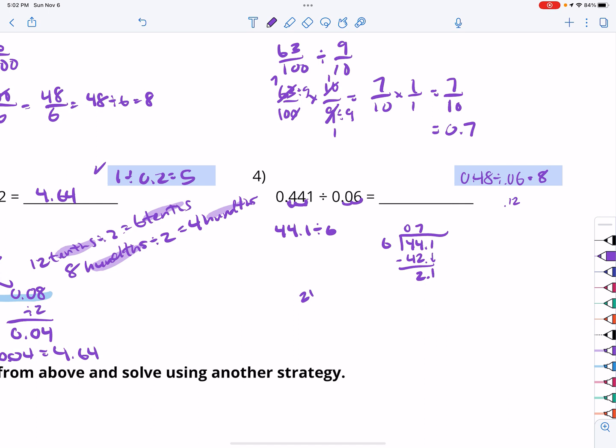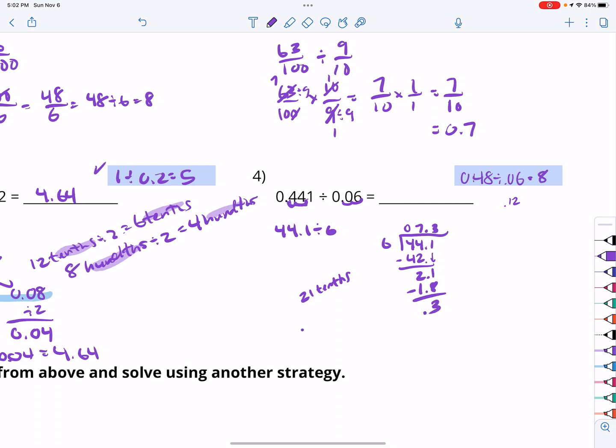So we now have 21/10. And I want to know how many times 6 will go into 21. I know that it is 3 times. But these are tenths, so that's 3/10. And 6 times 3 is 18. Now when I subtract, I'm left with 3/10.